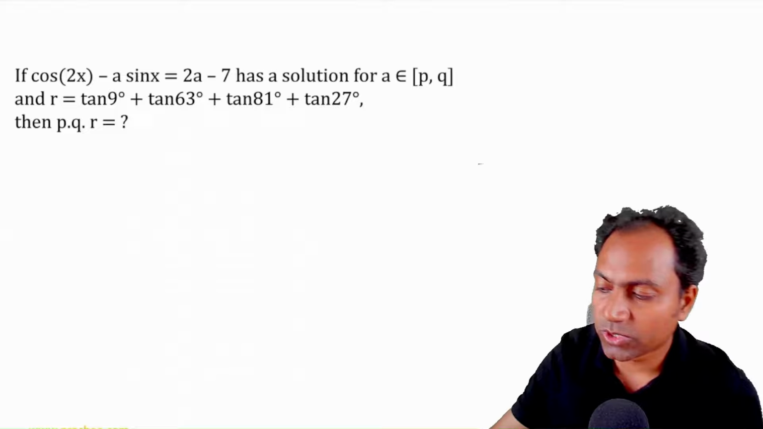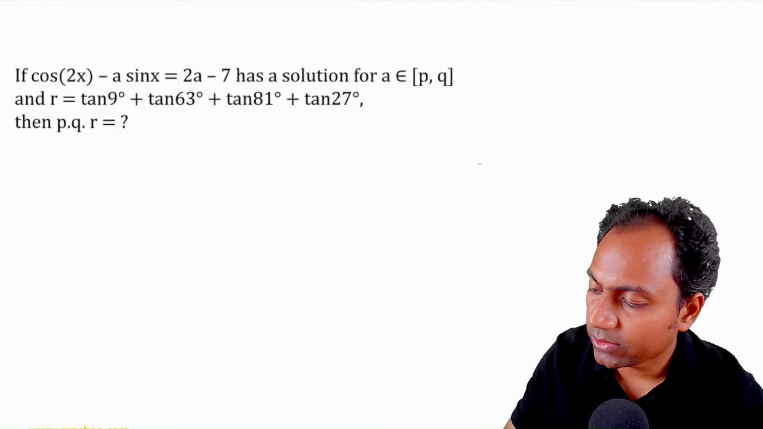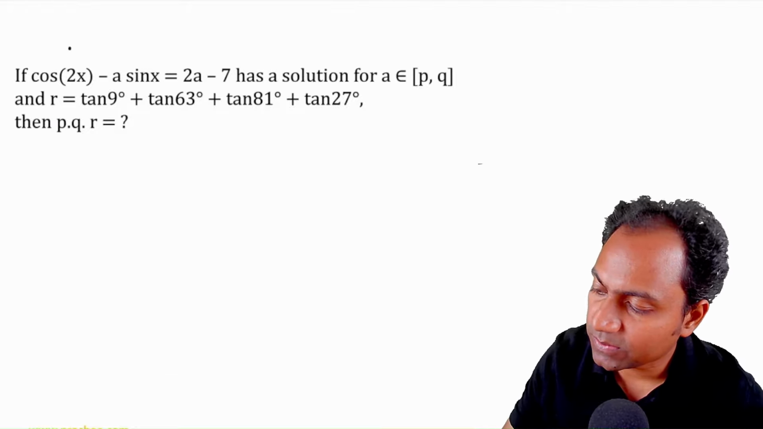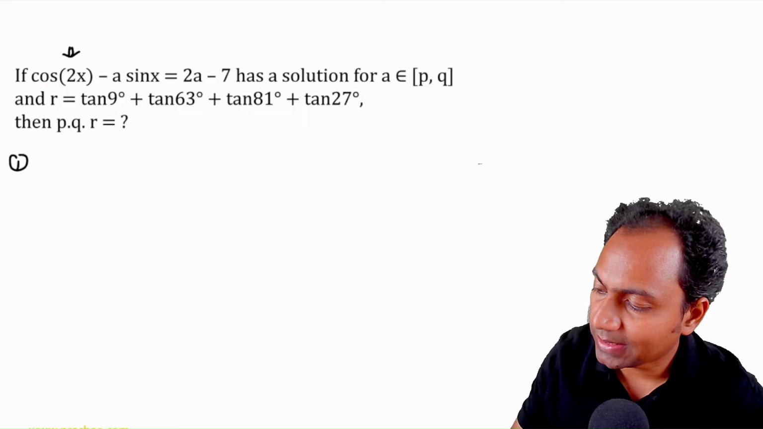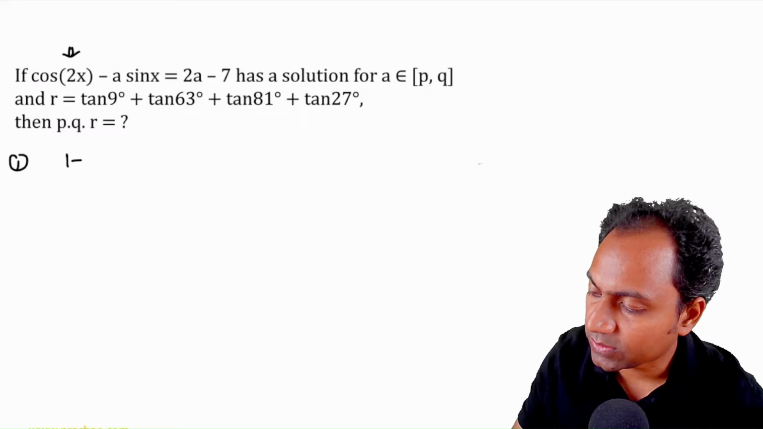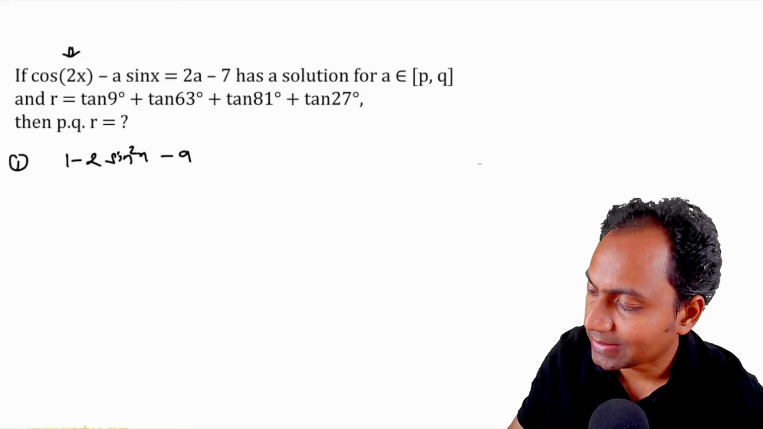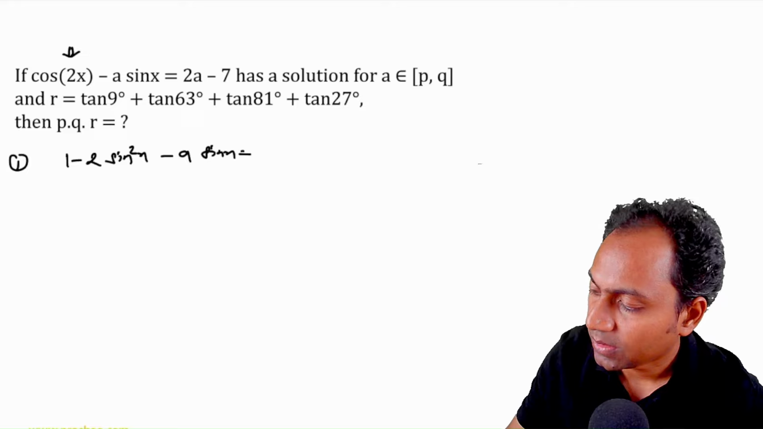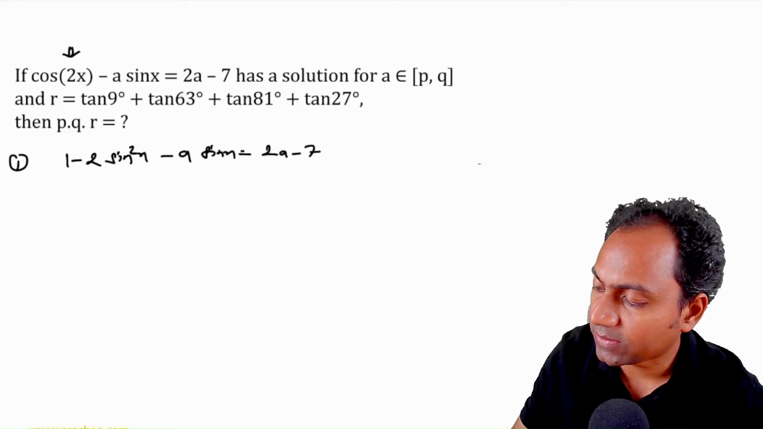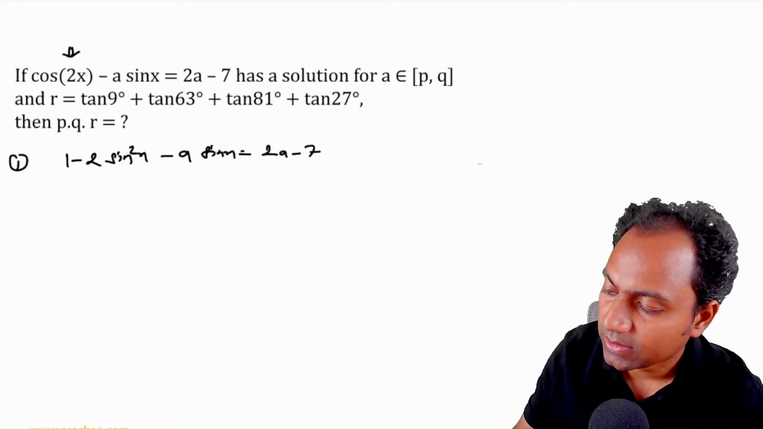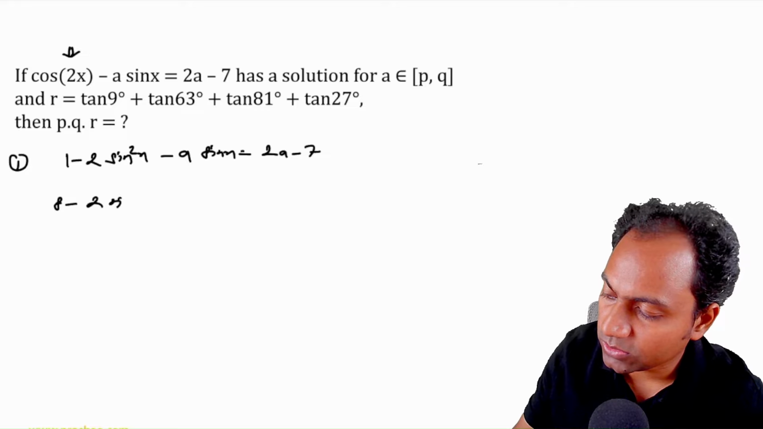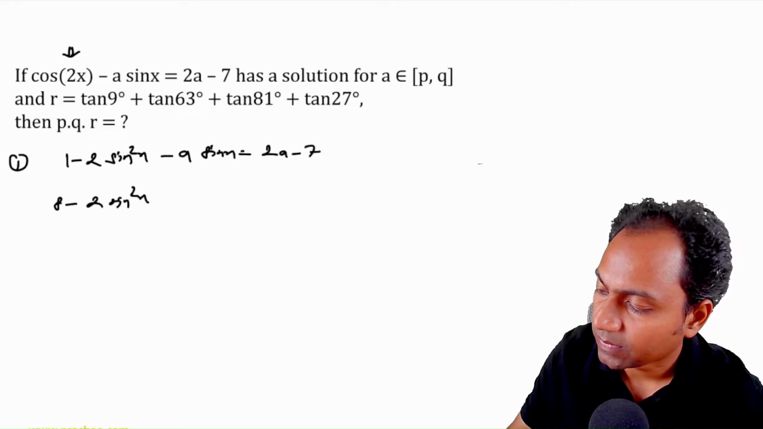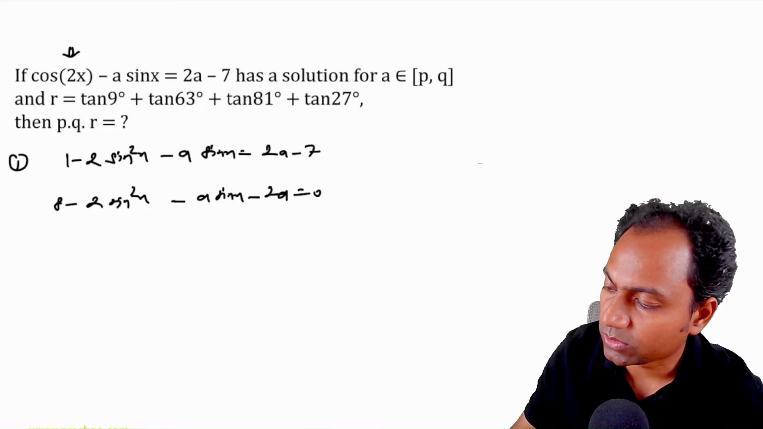Now, this is a question based on trigonometry. So what I can do for this question is, in the first part of this question, I can take the value of cos 2x in terms of sine. So it becomes 1 minus 2 sine square x minus a sine x is equal to 2a minus 7. If I take everything on the left hand side, this becomes 8 minus 2 sine square x. And this becomes nothing but a sine x minus 2a equal to 0.